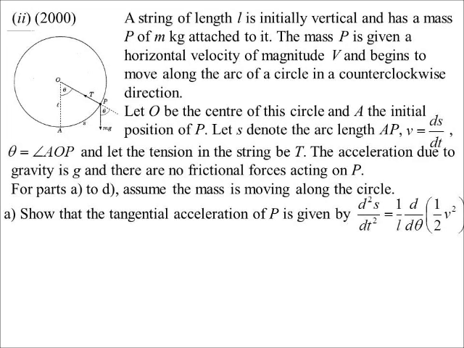So in part A, they want us to show the tangential acceleration of P is given by this wonderful expression: d²s/dt², so that's the linear acceleration, or tangential acceleration, equals 1/L d/dθ of a half v squared. What we're basically proving is the acceleration is d/dx of a half v squared, but we're proving it in this circular motion. So I'm going to do it a similar way.